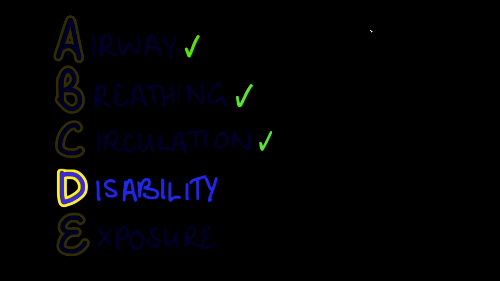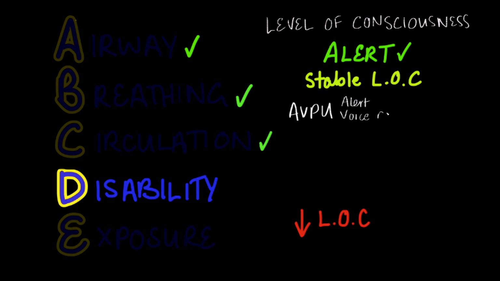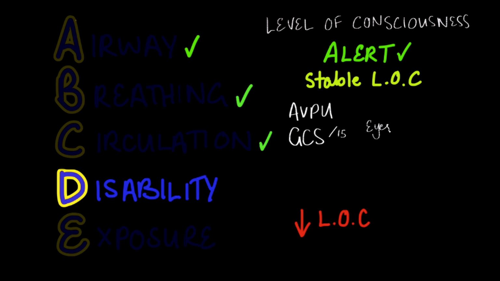D is for disability. Under disability, you're assessing your patient's level of consciousness. Obviously, you want your patient to be alert and fully responsive, but if that's not their baseline, then you want their level of consciousness to be stable, with no signs of deterioration. Depending on what's appropriate for your patient, you might be using the AVPU scale, which measures response from alert, verbal response, pain response, unresponsive. Do make a note of new confusion as well, or the Glasgow Coma Scale if you need to be a bit more precise, and this gives a score for each kind of response that it measures. And you do get other measures of neuroresponse, but these two are very common.